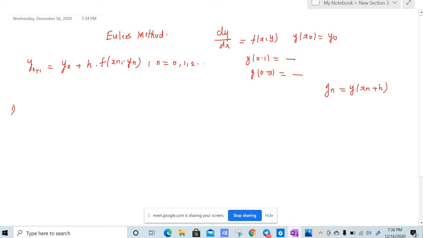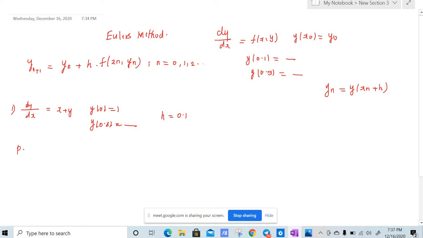So we will do one problem. First, dy by dx is equal to x plus y, with y of 0 is equal to 1. Find y of 0.3. You should always choose h to be equal to 0.1 if it has not been given in the question. So we need to find y of 0.1, y of 0.2, and then only we can find y of 0.3.